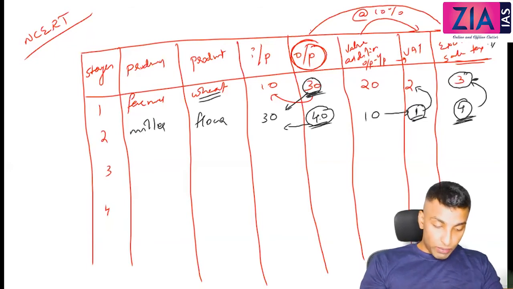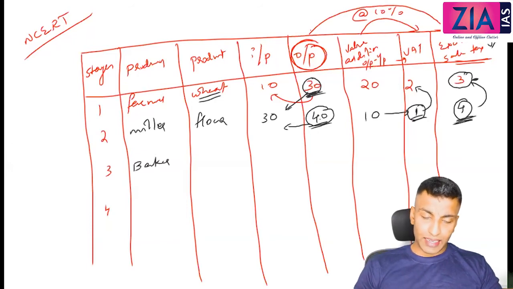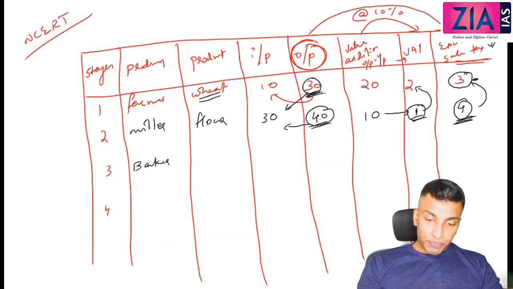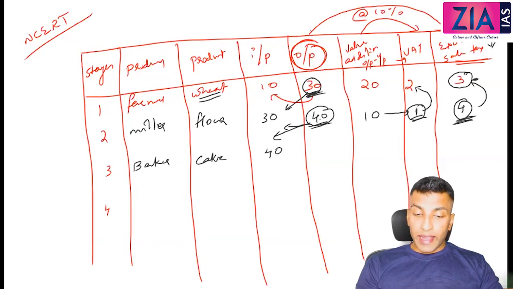And I'll give you one more example. This flour is bought by a baker. Exactly the same example, if you want, you can see in NCERT also, but you may be feeling some difficulty in interpretation. Now I'm making it very clear. So the baker, what is his output? Cake. And what was his input? This flour was his input, so it will be 40. So 40 is the input, and let's suppose the output cost is 90.